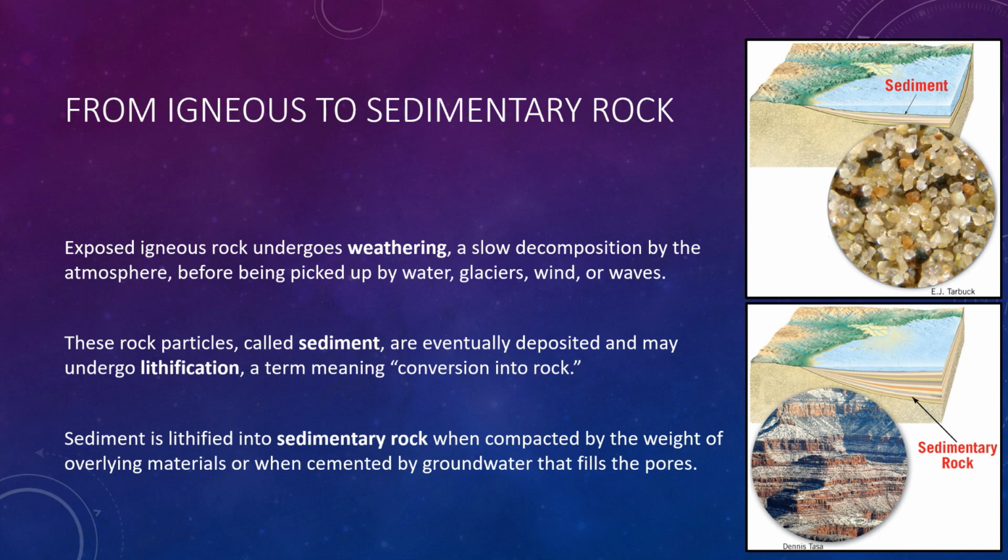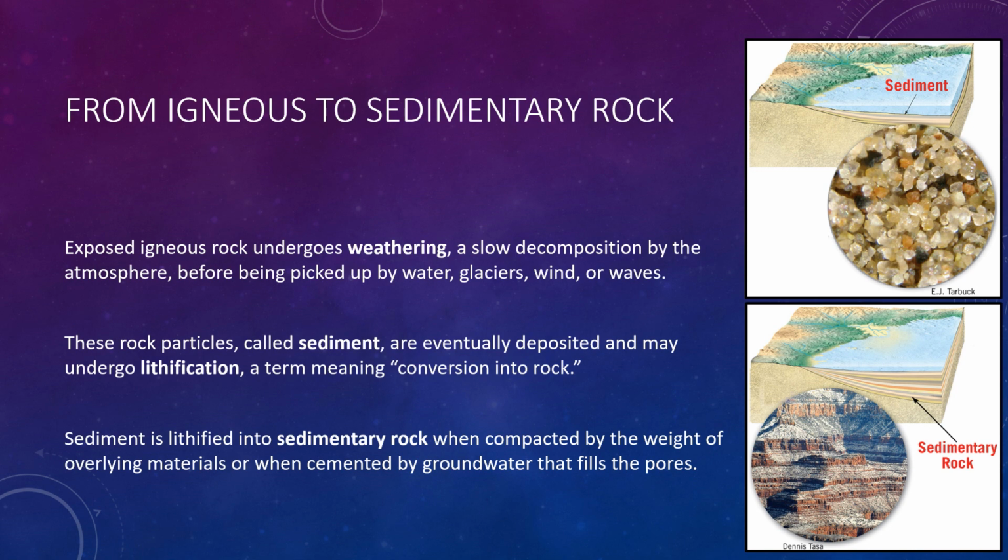If igneous rocks are exposed at the surface, they will undergo what we call weathering. That is, the slow disintegration and decomposition of rocks by the daily influences of the atmosphere. The loose materials that result are often moved downslope due to gravity and are then picked up and transported by one of the following erosion agents, that being either running water, glaciers, wind, or waves. These rock particles and dissolved substances are called sediment and are eventually deposited.